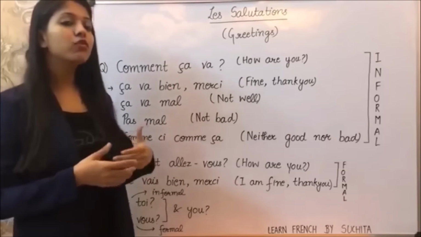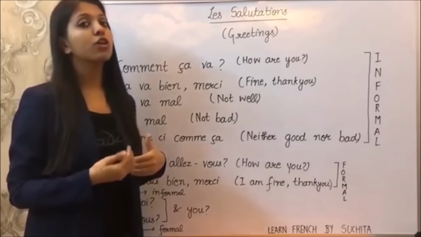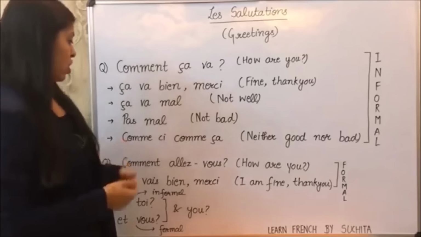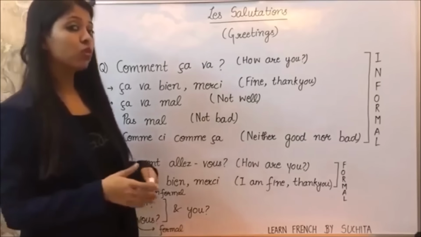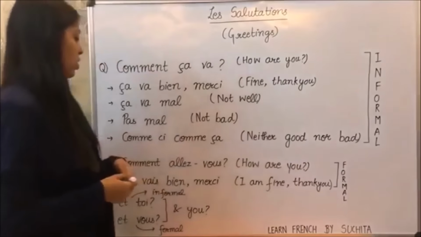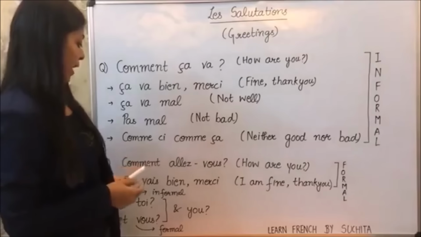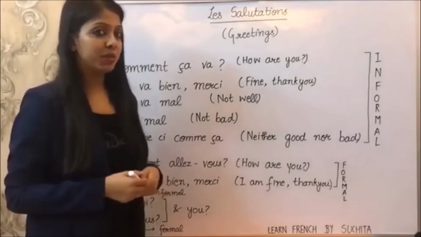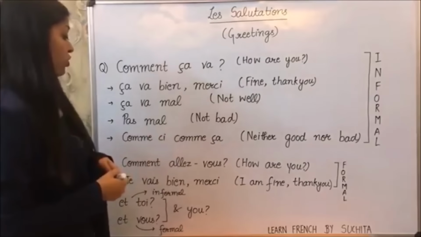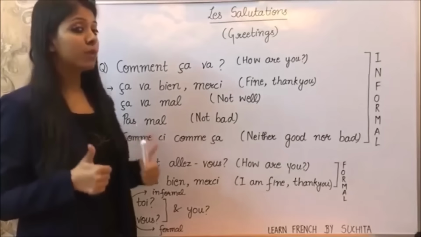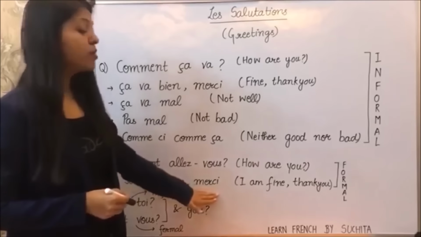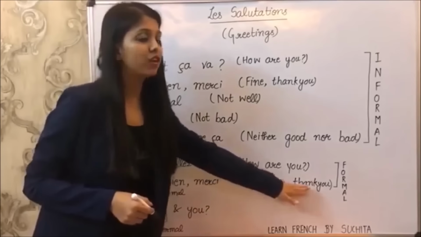Informal means when you ask or reply to your friends or your relatives whom you know personally. Now, what about the people whom you do not know personally or with whom you have a formal relationship? You ask them by comment allez-vous, which means how are you? Comment allez-vous? The reply of this would be je vais bien, merci, which means I am fine, thank you. The word merci means thank you.